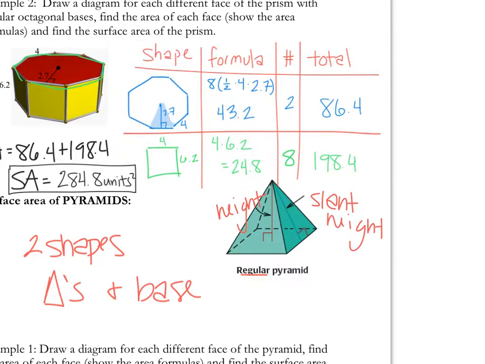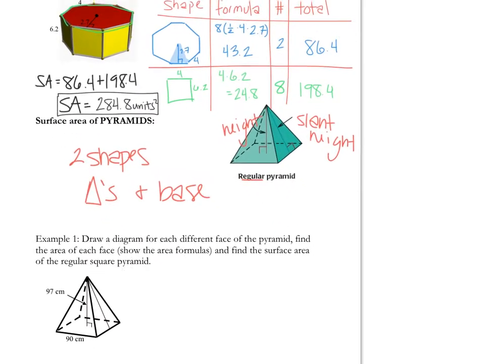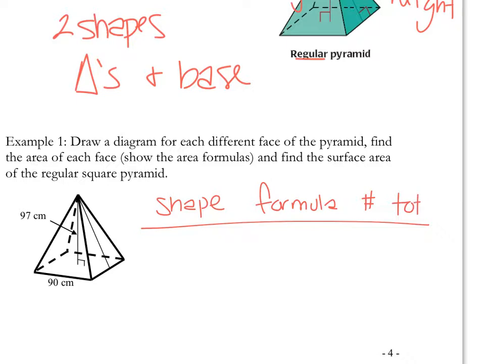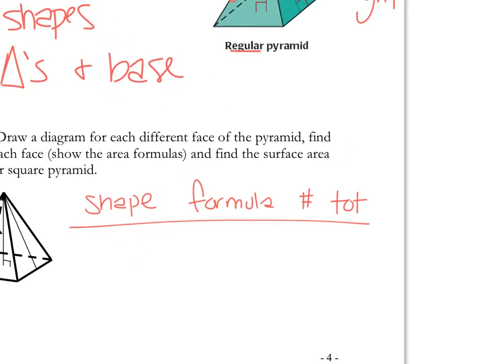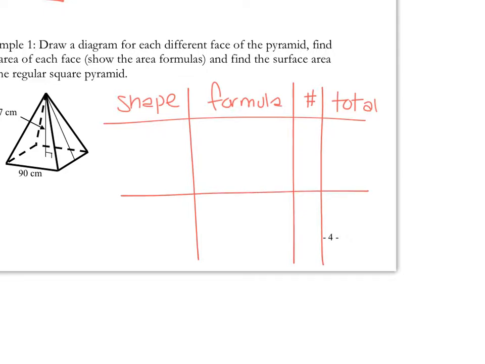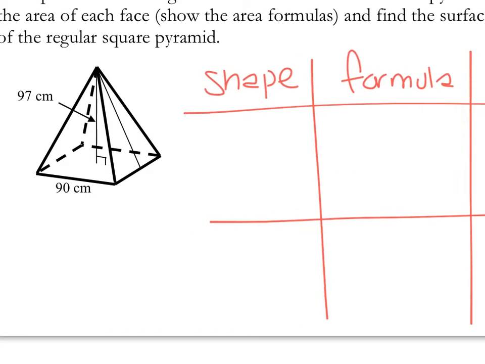What we are going to be using for surface area is the slant height because it's on the surface. The height is in the middle of the figure, and we're going to use that for volume, but we need the slant height. Alright, so for this one, we are going to still do our chart: shape, formula, number, and total. But now remember, we're only doing two different shapes.